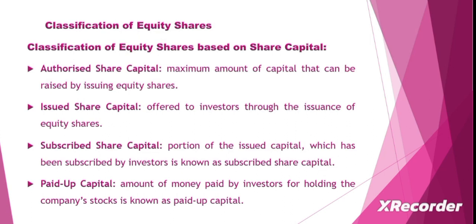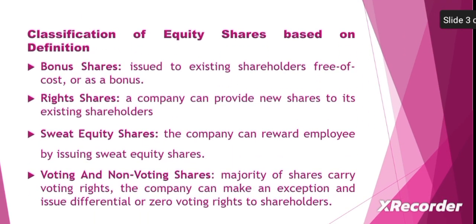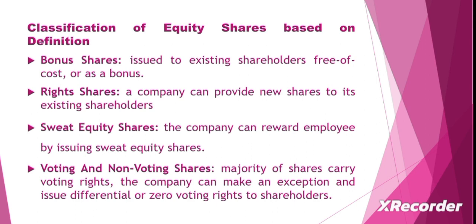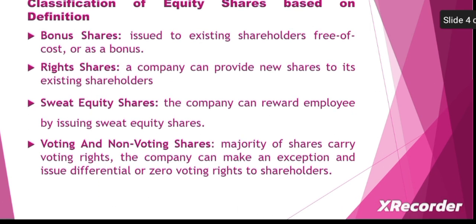The next classification is based on definition. Under it, we have four types of shares. The first one is bonus shares. Bonus share definition implies those additional stocks which are issued to existing shareholders free of cost or as a bonus. The second one is right shares. Right shares mean that a company can provide new shares to its existing shareholders at a particular price and within a specific period before being offered for trading in stock markets.